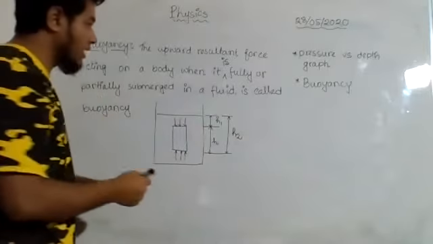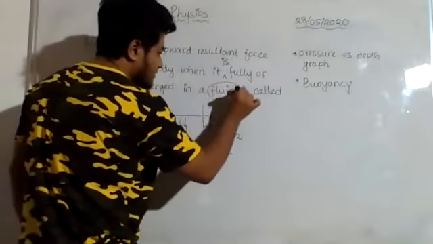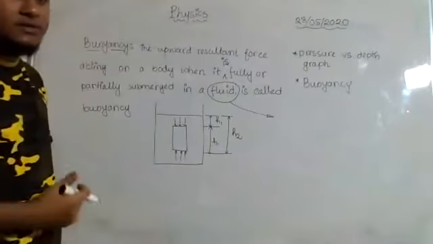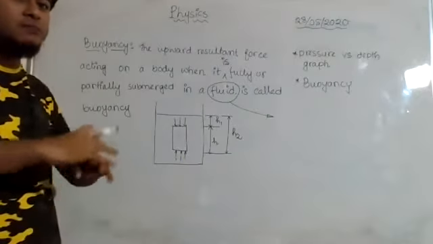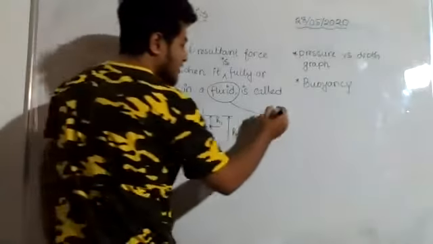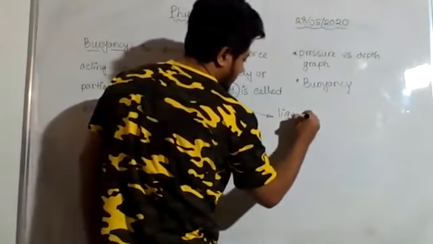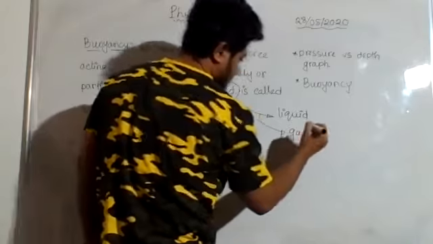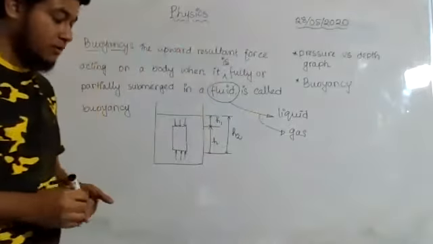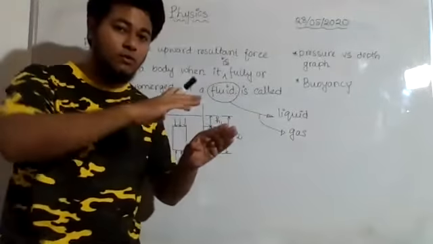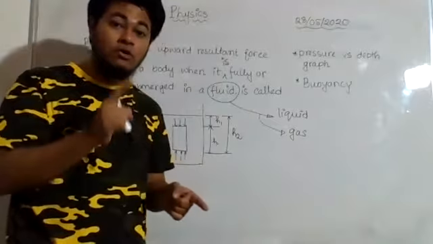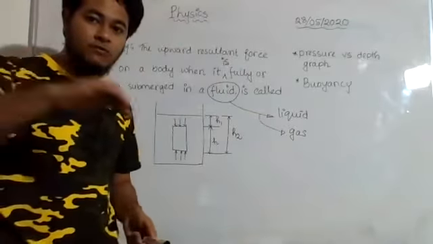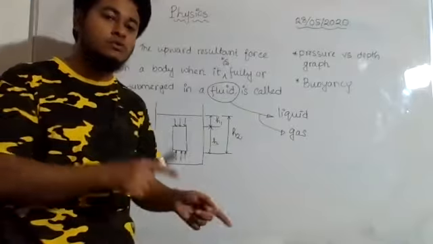Okay, so at first let me clarify this term fluid. Why didn't I say liquid? Because fluid is a much broader term. Fluid includes both liquid and gas. Always remember this one. Fluid is something that can flow. So liquid can flow, also gas can flow. Air is a gas, right? And air can flow from one place to another, so it is also a fluid.